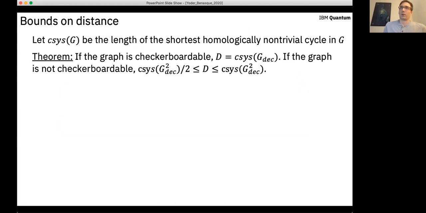Okay. So the theorem I just want to leave you with here is that the bound on the distance is given by this systole, or the length of the shortest homologically non-trivial cycle.